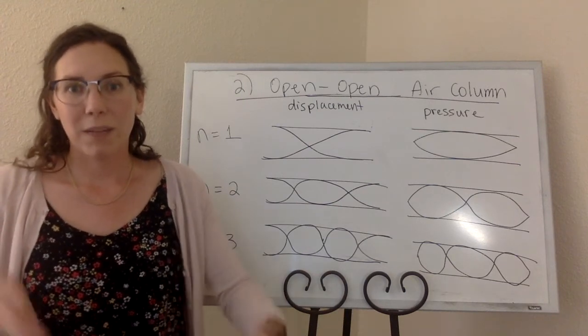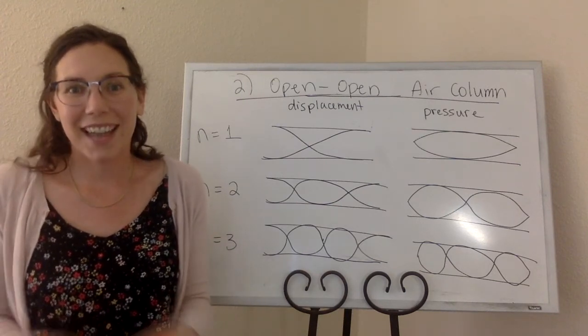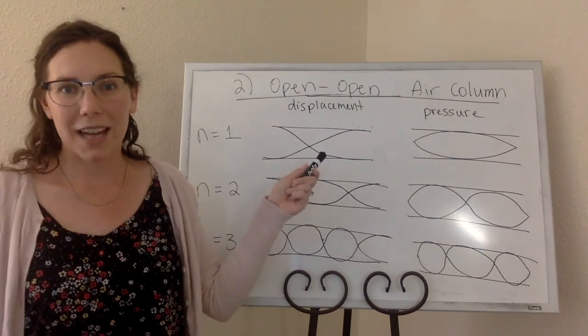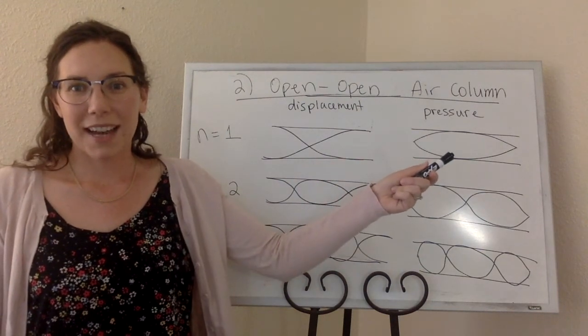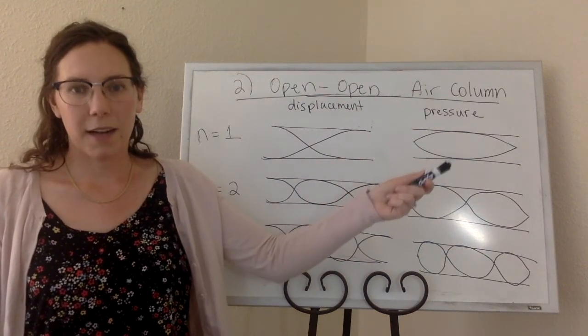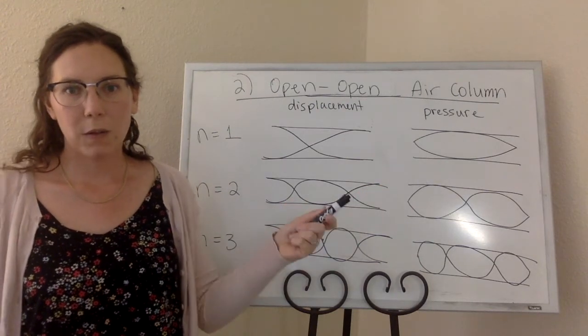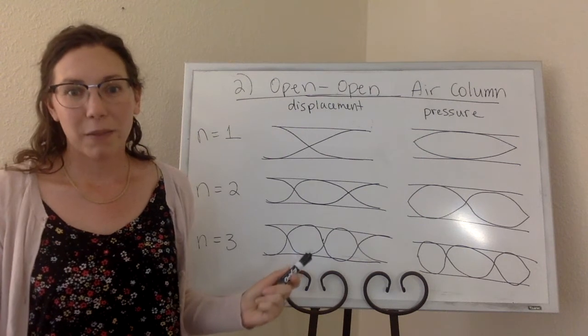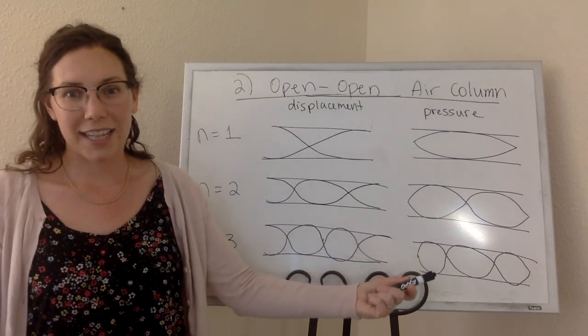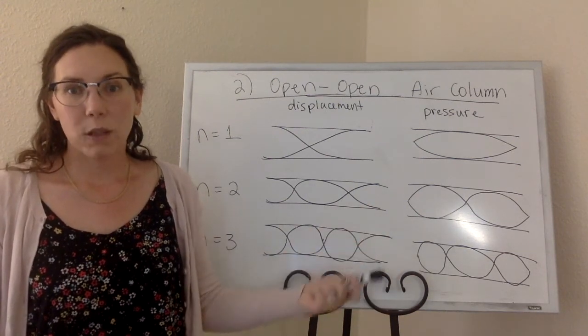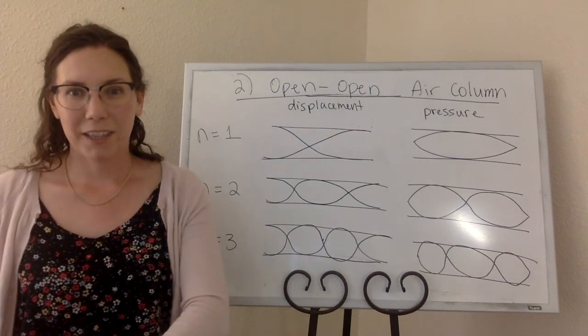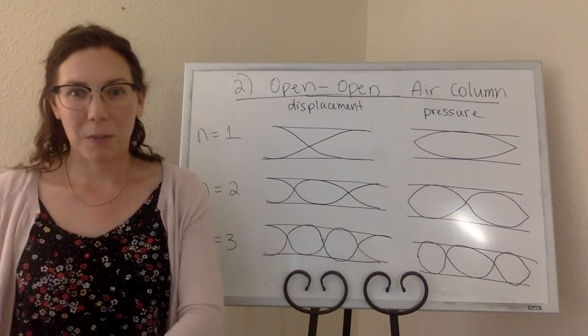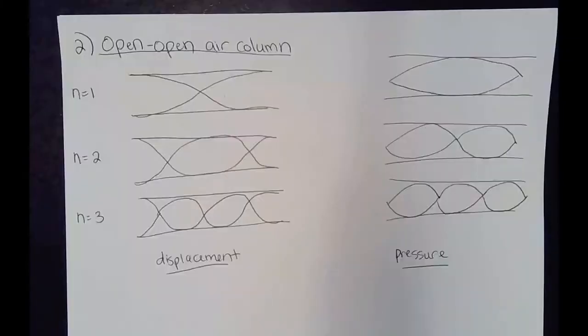And then, of course, we can fill in pressure again, just again inverting the diagram. So where we had a node in the middle, we need an antinode in the middle for the pressure diagram. And here we had two nodes, so two pressure antinodes. And then here we have three nodes, so we get three pressure antinodes. And then, again, those open ends have to be at atmospheric pressure, so they're pressure nodes at those ends.